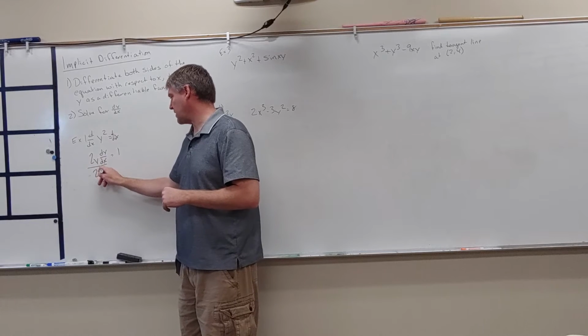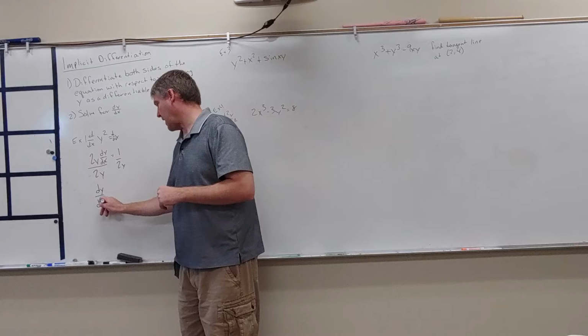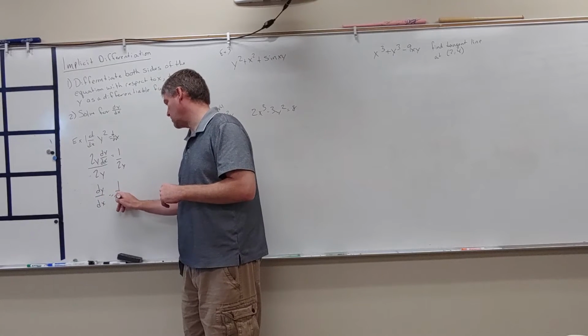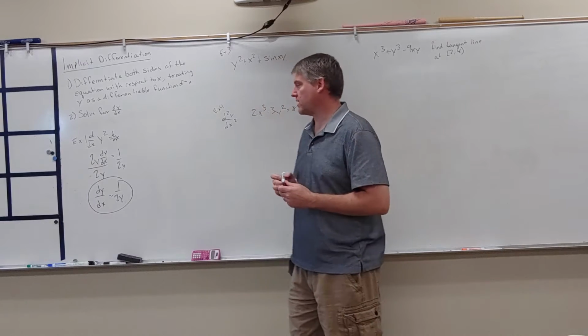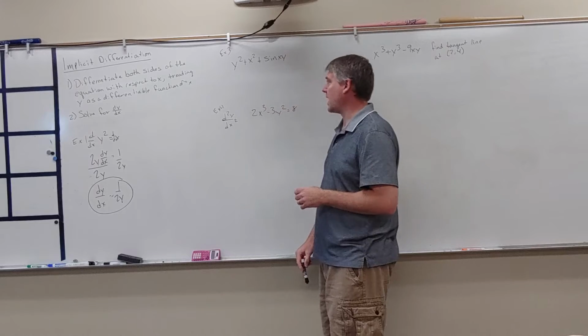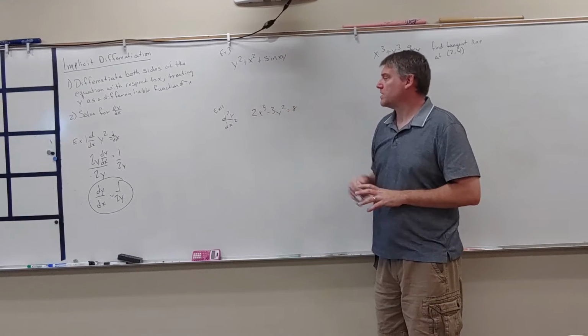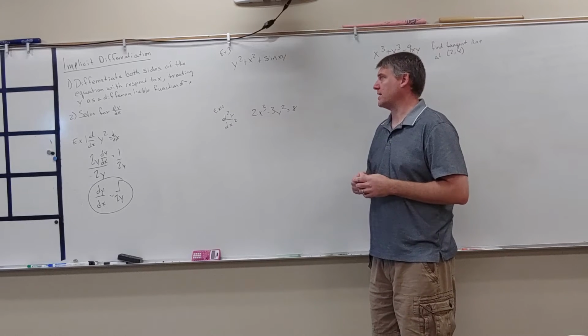Then I'm going to divide by 2y, and I get dy/dx equals 1 over 2y. And there's my implicit differentiation of y squared equals x. So here's my next one. This is why we want to be able to solve for dy/dx.